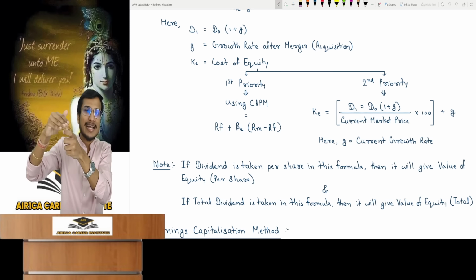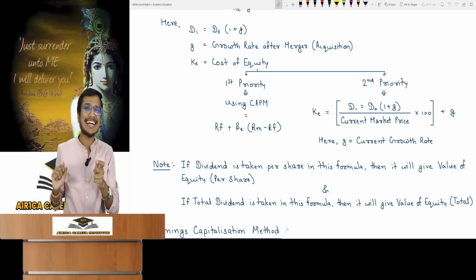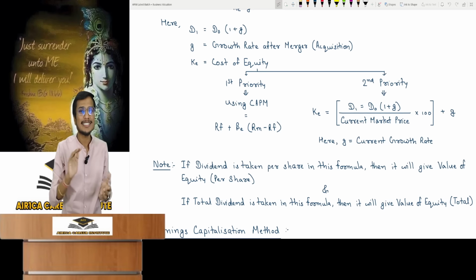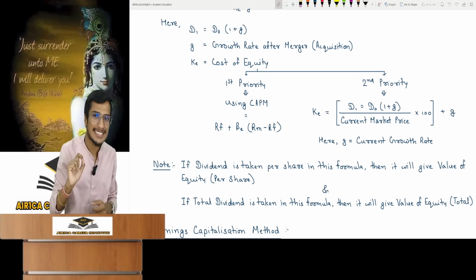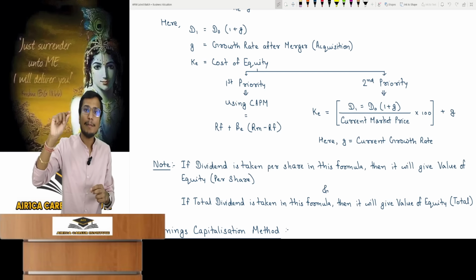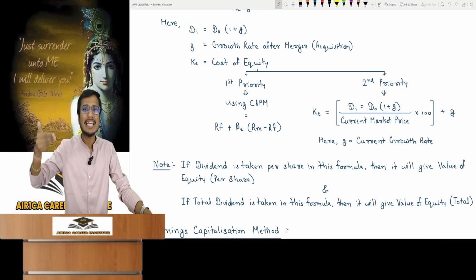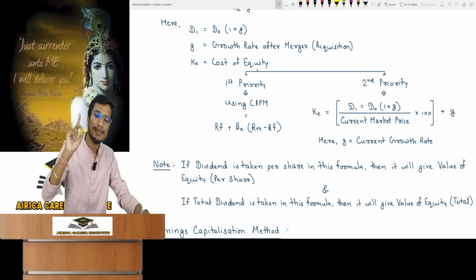For the company, the money coming in is the current market price, and what's going out is the dividend. This expense is D1 divided by current market price into 100, and D1 is calculated as D0 into (1 plus the growth rate). We add this to calculate the company's cost. This cost must account for a fixed annual growth rate because the company provides dividends with that fixed annual growth rate based on our assumption.